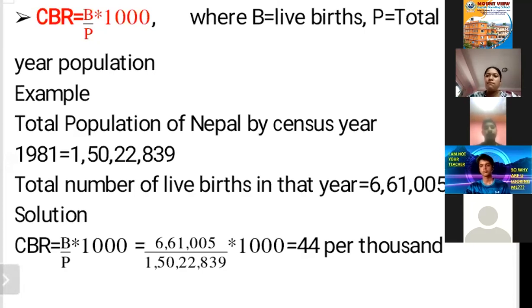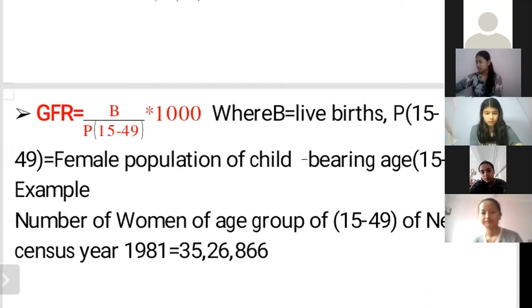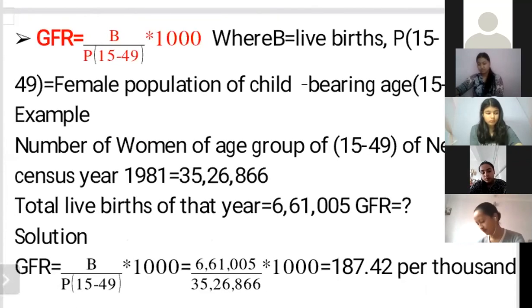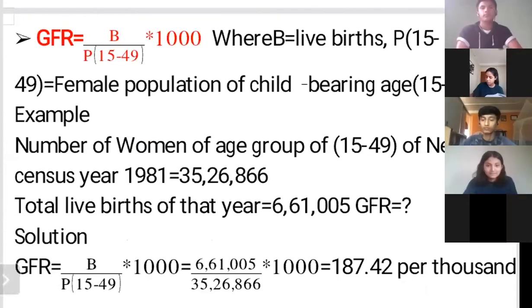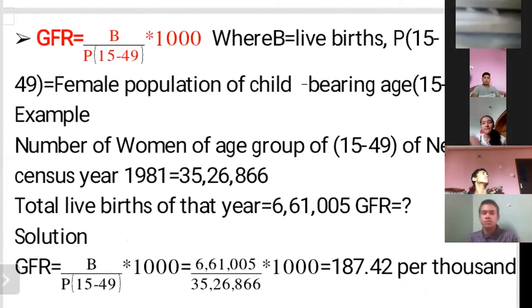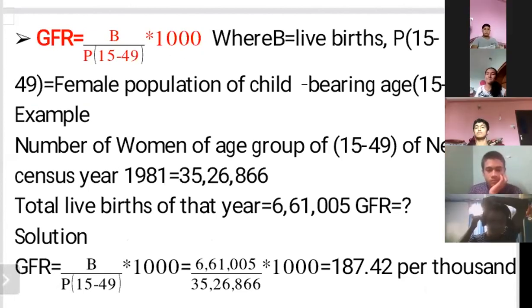What is the meaning of B? What is the meaning of P? CBR equals B by P multiplied by 1000. And second, GFR is there, and the formula of GFR is B by P, in brackets 15 to 49, that's the age group of women, into 1000. Once again, I want to repeat the formula to calculate GFR, the general fertility rate: B by P multiplied by 1000, where P means women under the age of 15 to 49. The meaning is given at the side. What's the meaning of B and what's the meaning of P 15 to 49?